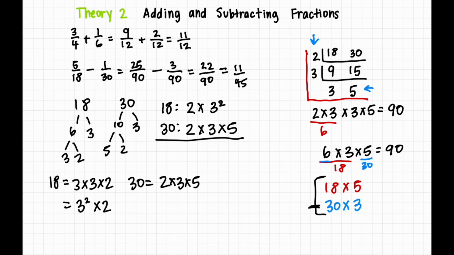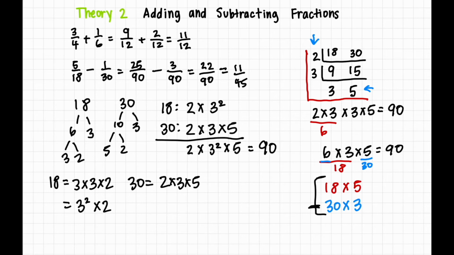Now you would bring down the highest number of each column. So 2 and 2, they're the same thing, so you would just bring down 2, times 3 to the power of 2, or 3. So we would bring down 3 squared. And then 5, you would multiply these two by 5. What's left? And this also equals 90, which is the least common multiple of 18 and 30.